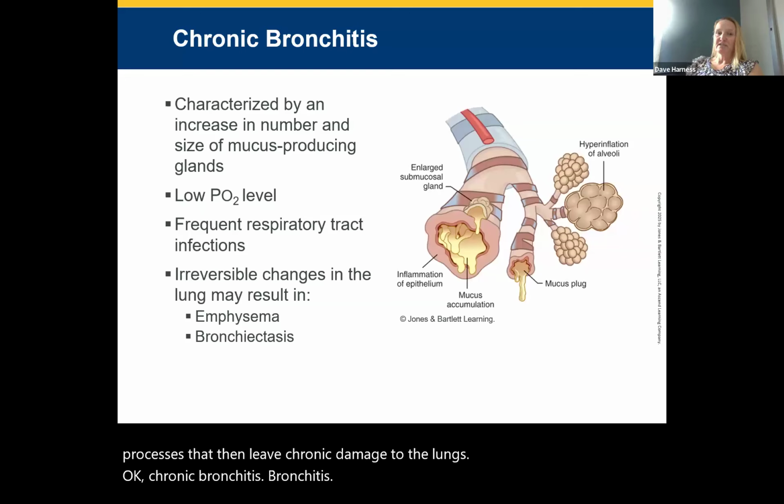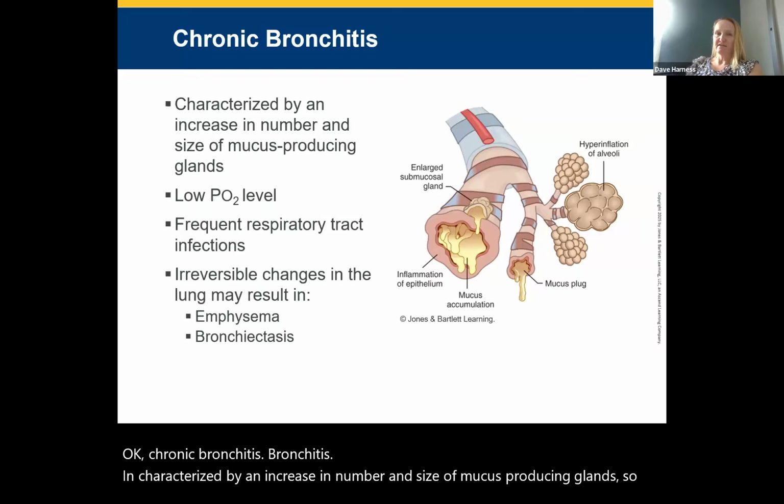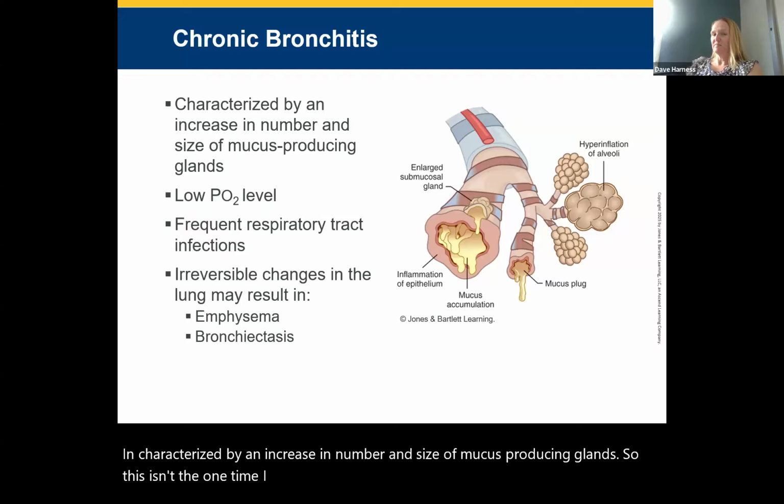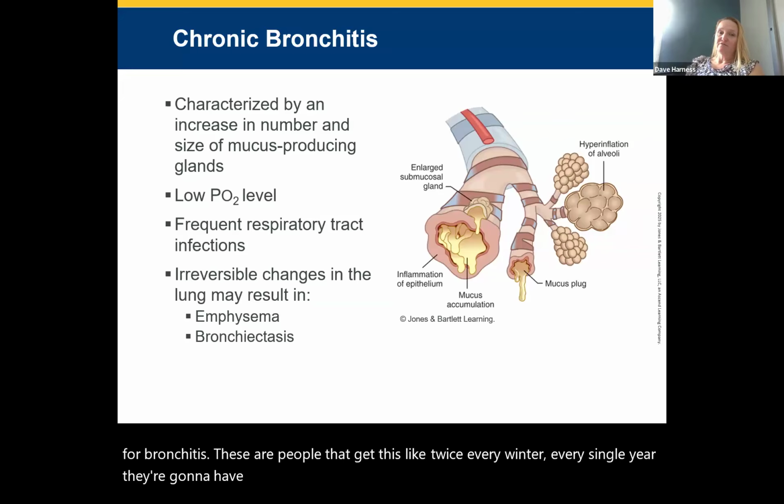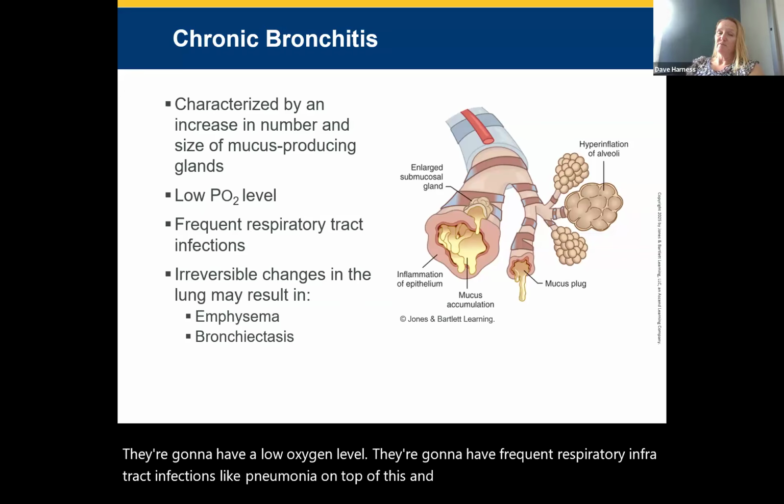Okay, chronic bronchitis. Characterized by an increase in number and size of mucus-producing glands. So this isn't the one time I got sick in the middle of winter and ended up being treated for bronchitis. These are people that get this twice every winter, every single year. They're going to have a low oxygen level. They're going to have frequent respiratory tract infections like pneumonia on top of this. And then as these long, prolonged and repeated illnesses go on, they might have irreversible changes.